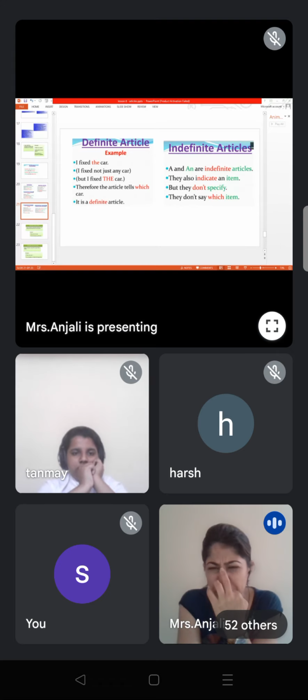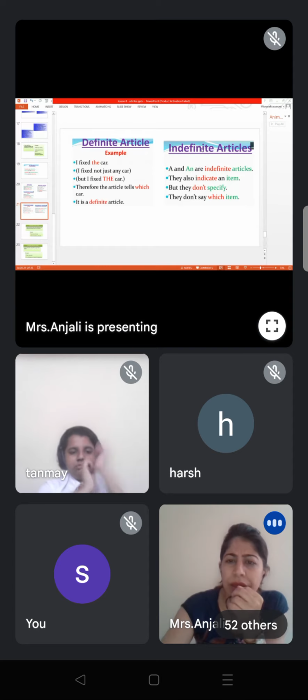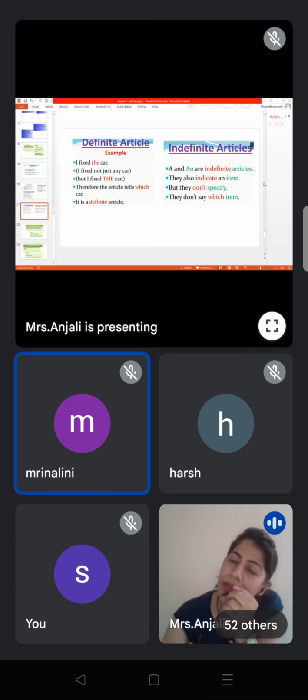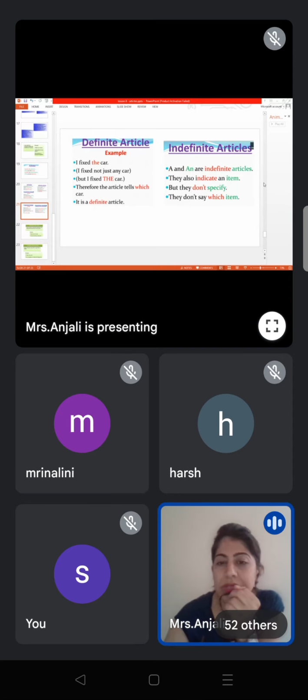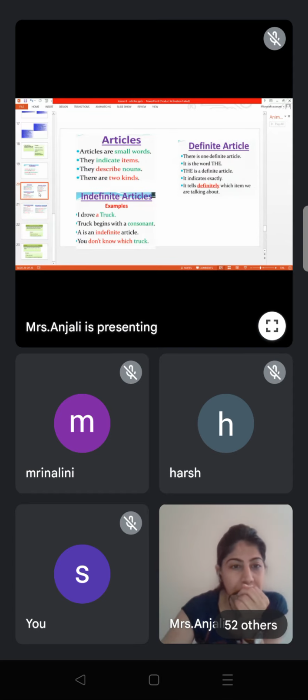Okay, so these examples are clear. Just remember that a and an are indefinite articles. The is a definite article. When you are particular about a particular topic, you use the. Otherwise, you use a and an. So articles are small words. They indicate items. They describe nouns. There are two kinds: indefinite and definite articles.